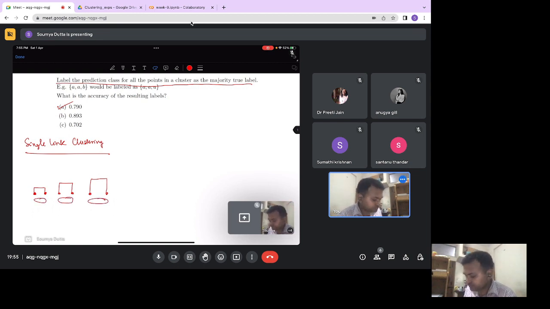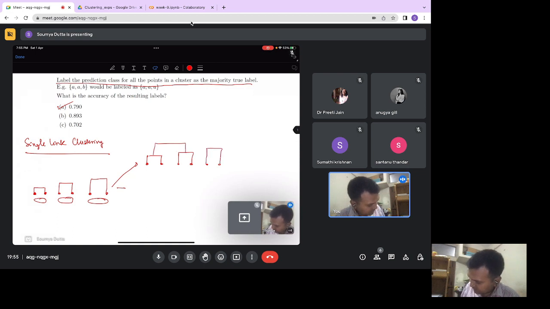Now you have to merge clusters. So one possible direction is this, and this stays as it is. The other possible direction is this, and you can understand the last possible direction would merge these two.